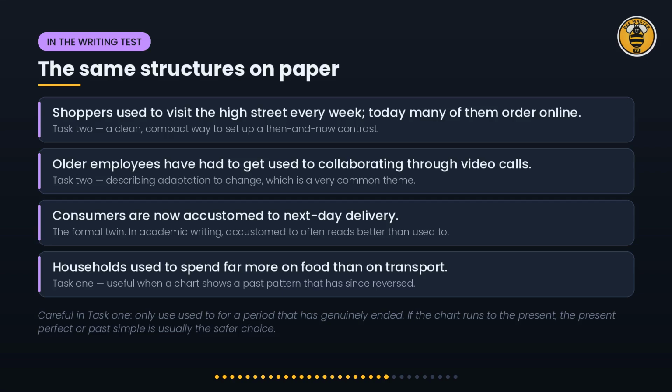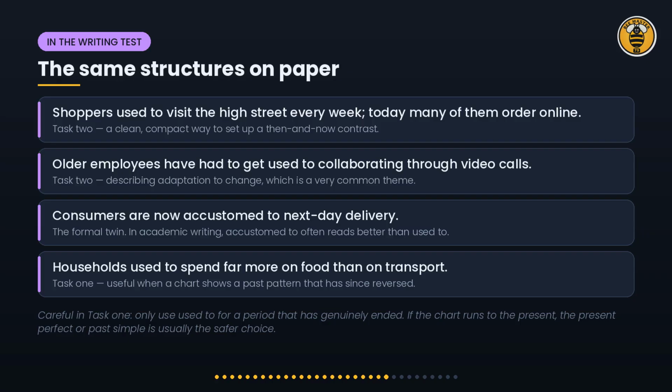Same structures work on paper. In task 2, used to gives you a clean, compact way to set up a then and now contrast. Shoppers used to visit the high street every week. Today many of them order online. Get used to lets you describe adaptation, which is one of the most common themes in the whole exam. Older employees have had to get used to collaborating through video calls. And in academic writing, the formal twin often reads better. Consumers are now accustomed to next-day delivery.